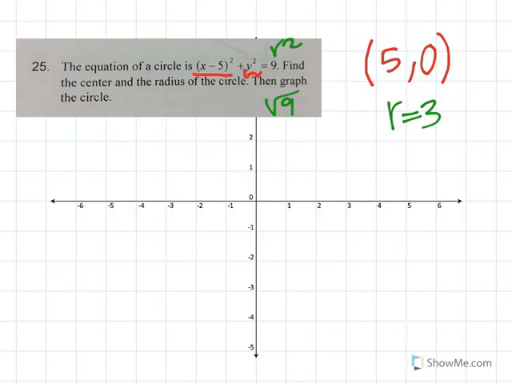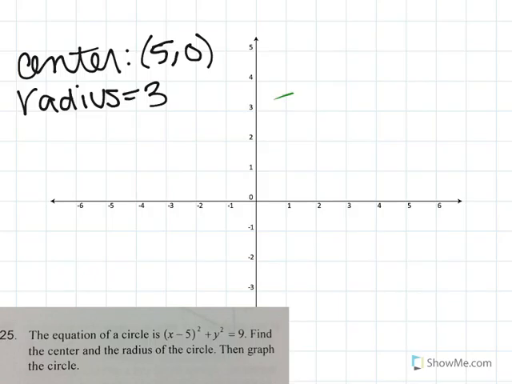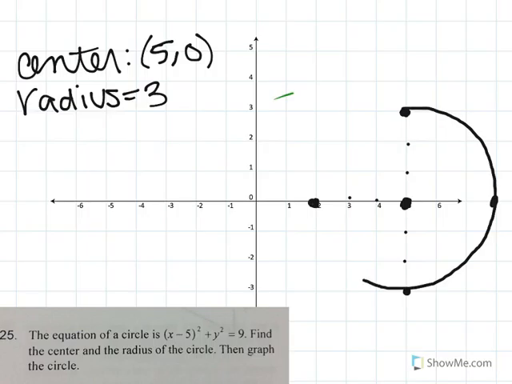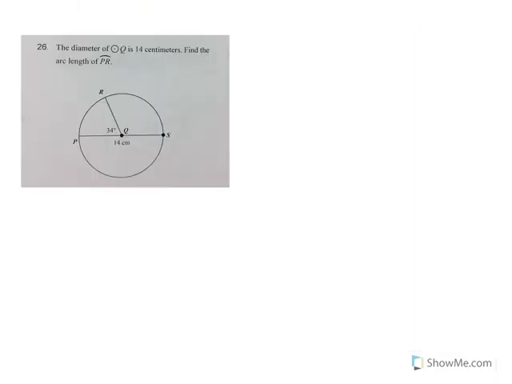Okay, so now we should be able to graph our problem. Alright, move some stuff around so I can actually graph this. Alright, so the point (5, 0) is right here on the graph. We know that the radius is 3, so I'm going to go over 1, 2, 3, put a dot, go up 3, go left 3, and down 3. And then I should be able to sketch a nice graph that looks like a circle. It's not perfect, but you get the idea. Okay, that was number 25.